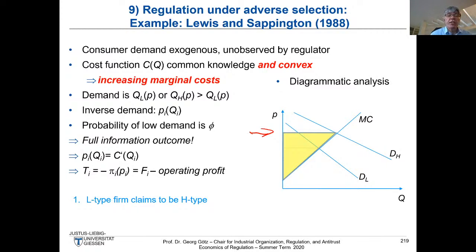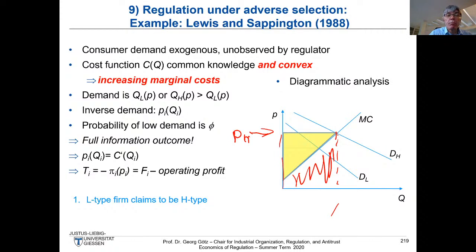Now, what is clear, the high type gets this PH. The revenue is just this rectangle, the whole rectangle, and the area below the marginal cost curve would be just the variable cost. So revenue minus variable cost, the yellow area, is just operating profit. And so this firm, the high type, would receive a transfer equal to the fixed cost minus this yellow area.